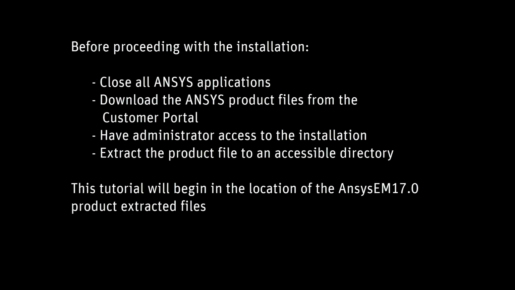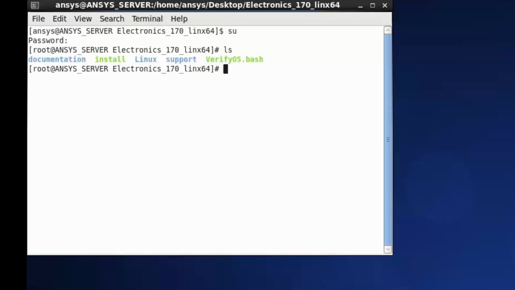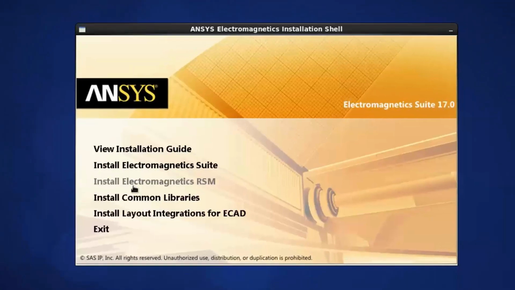Have administrator access to the installation. Extract the product file to an accessible directory. This tutorial will begin in a directory containing the extracted installation files. Run the install batch script as root user. Select Install Electromagnetics RSM.